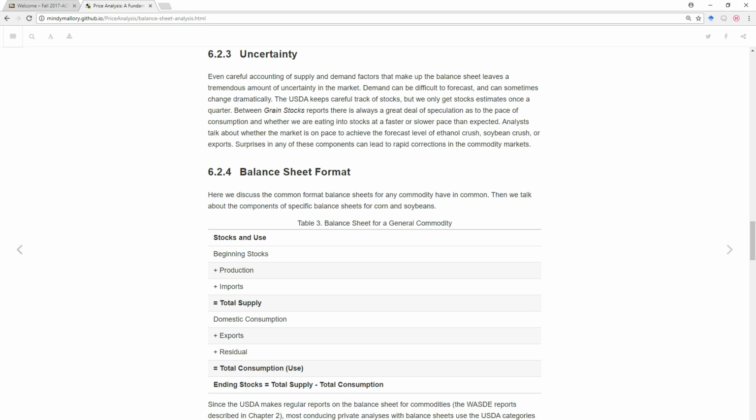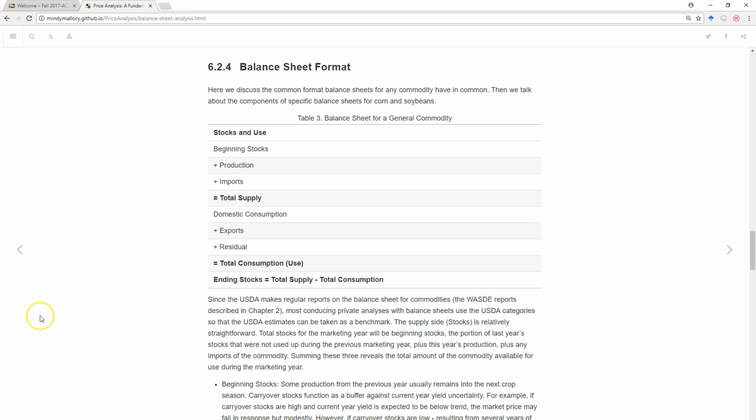It's a very difficult thing to predict. Okay, so let's move on. Table 3 here shows a very typical and generalized format for a balance sheet for any kind of crop commodities. So this would be the basic format that we'll use for corn, soybeans, wheat, things like that.